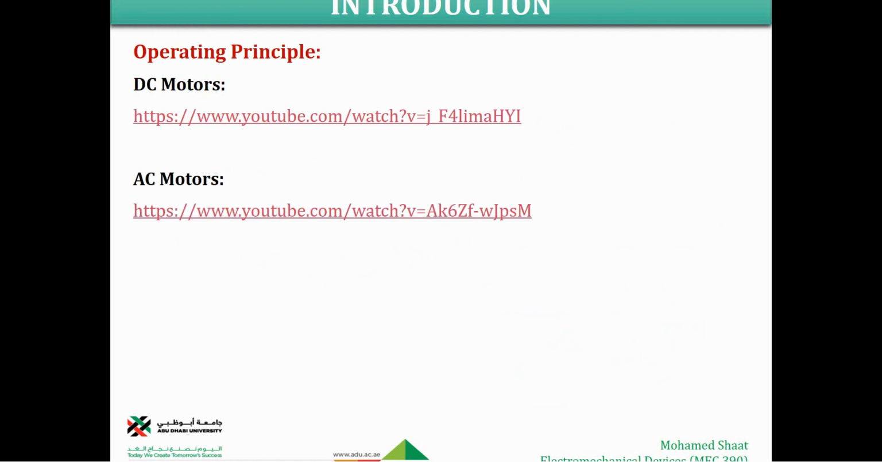So these are the main components. Now I'm just going to leave you with these two videos about DC motors and AC motors to understand their operating principle, how they work, how we make use of the magnetic field, and how the torque is generated because of the magnetic field inside the electrical motor. These things are already covered in these two videos, then we're going to continue the lecture.